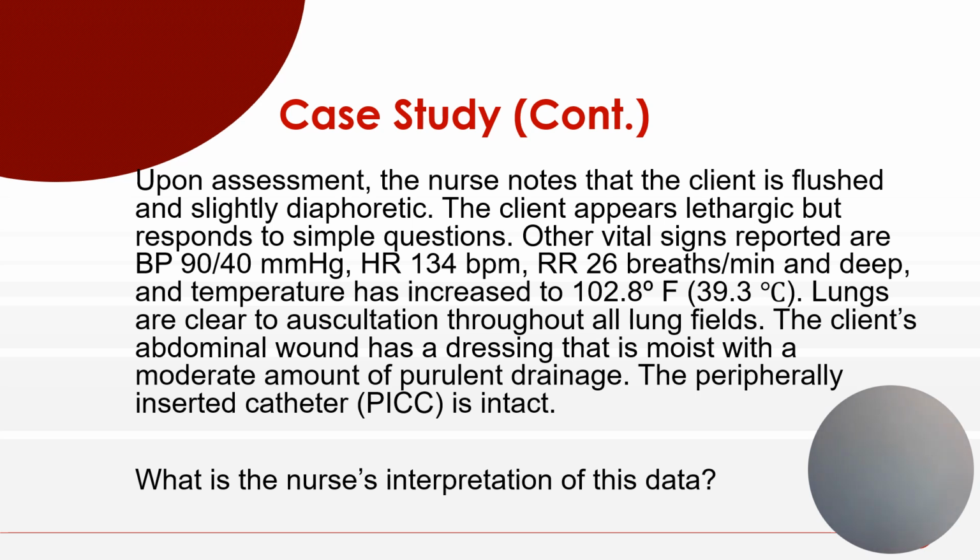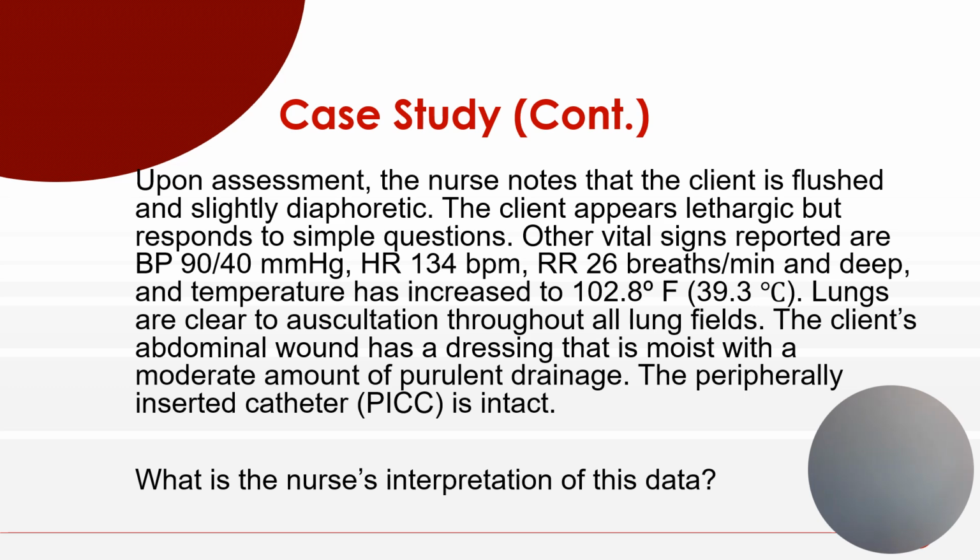So upon assessment, the nurse will note that the client is flushed and slightly diaphoretic. The client appears lethargic but responds to simple questions. Other vital signs reported are a blood pressure of 90/40, heart rate of 134, respiratory rate of 26, and deep, and the temperature has increased to 102.8.